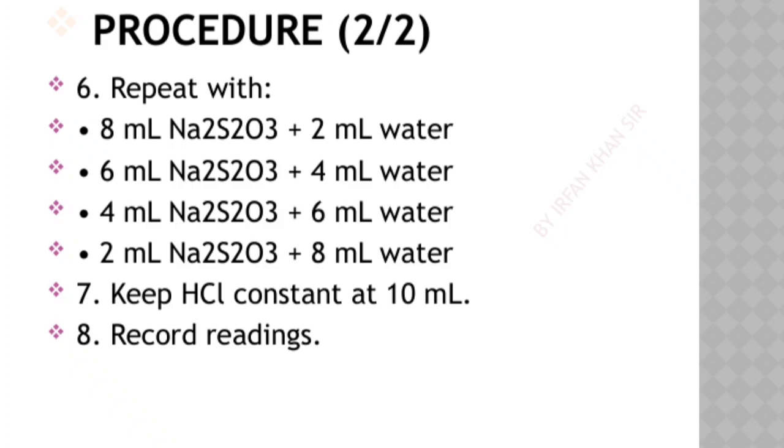The idea here is to see how changing the concentration of sodium thiosulphate affects our reaction, while keeping other variables consistent. Next, it's important to note that we will keep the hydrochloric acid volume constant at 10 milliliters throughout all these trials. This consistency helps us isolate the effect of the sodium thiosulphate variations without other factors changing.